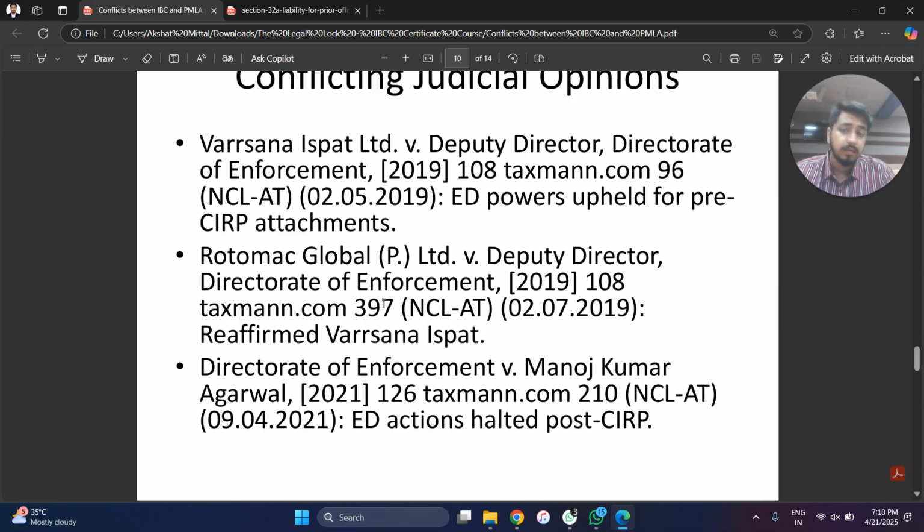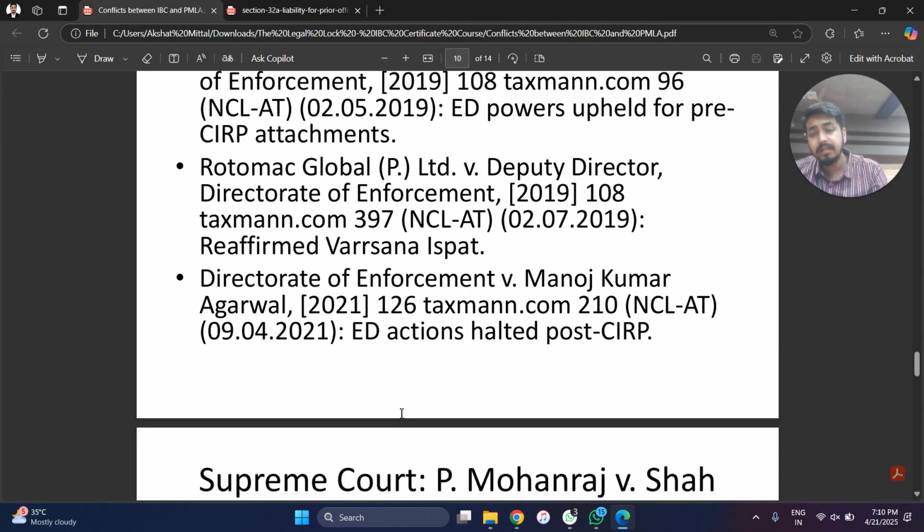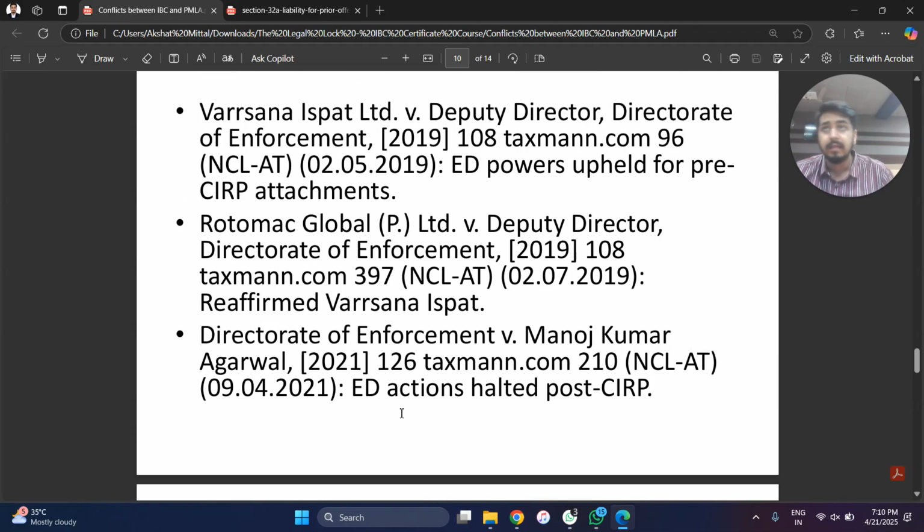Then the Rotomac Global judgment also reaffirmed the stance in the Varsana Ispat case. The dispute arose with the case of ED versus Manoj Kumar Agarwal. A very good case, a landmark case by NCLAT. In this case, basically, the issue was again the tussle between the PMLA and IBC.